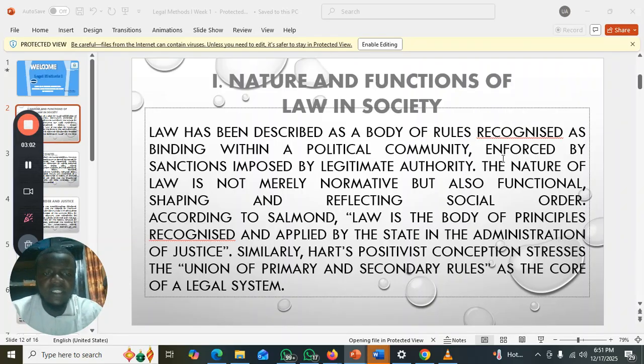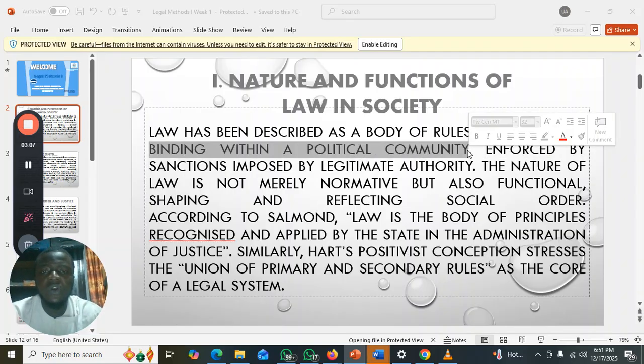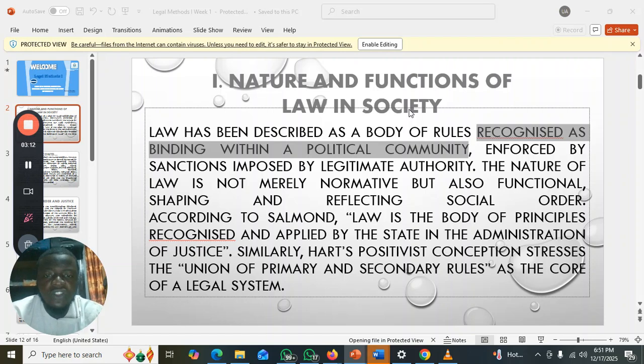And this particular law you are seeing is recognized as binding in a political community. That's the second nature of law. Meaning, if there is no political community, then it's not a law. What does it mean by political community? A political community is a state where it has sovereignty, it has a population, and it has its political community before it can become a state. Do you understand? That's the definition of it. And a state, please, a state means a country. So the second nature of law is that it is recognized as binding within a political community.